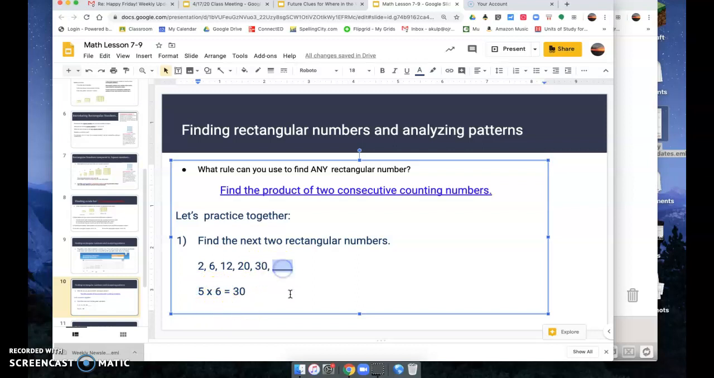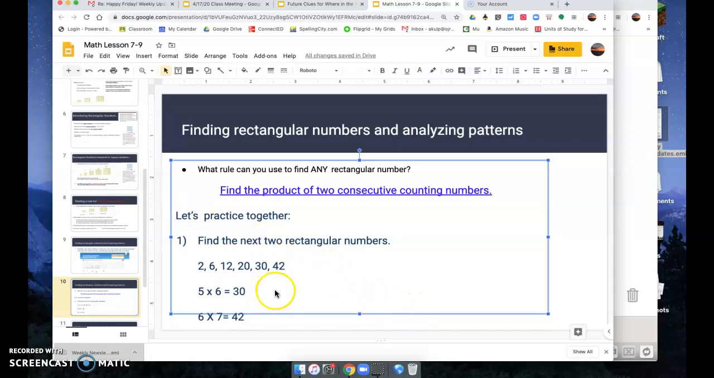To find the next one, or the 6th one, I'm going to start with 6 as one factor, and I'm going to use the next counting number, 7, as the other factor. So 6 times 7 equals 42. That means that the 6th rectangular number is 42.